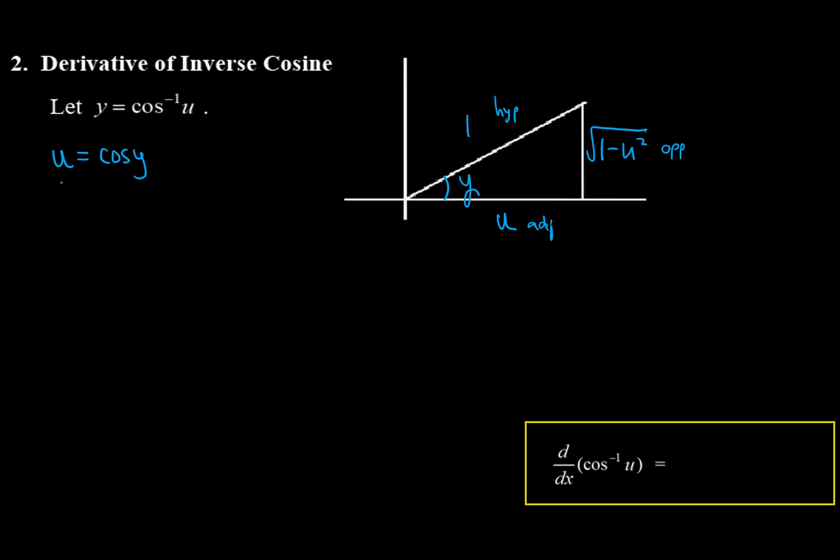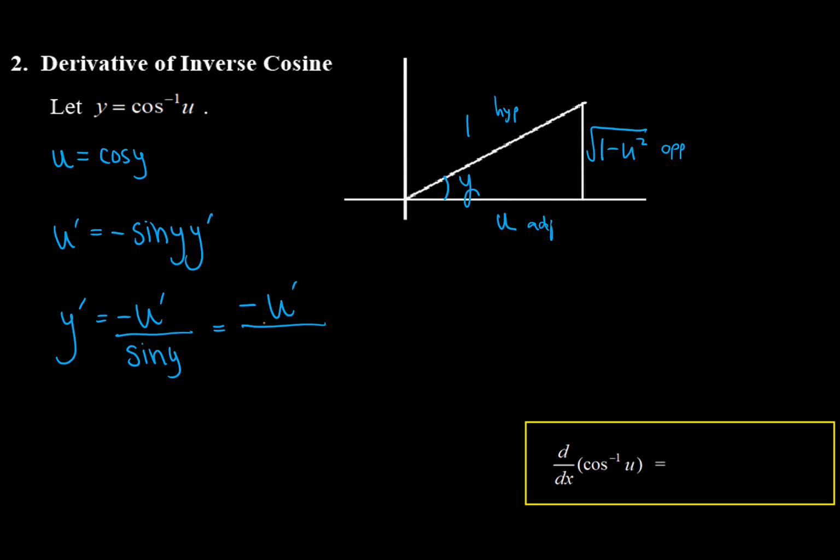Then I can do the same thing. I can take the derivative of both sides and then solve for y prime. And then replace the sine of y with the information I have from the triangle. The sine of y is opposite over hypotenuse, and the hypotenuse is 1, so I just end up with that. So the derivative of the inverse cosine is negative u prime divided by the square root of 1 minus u squared.